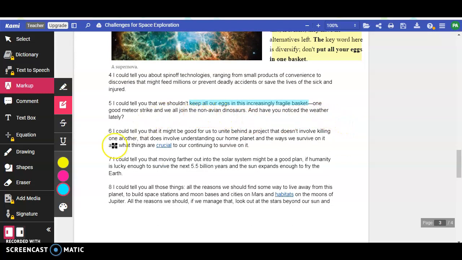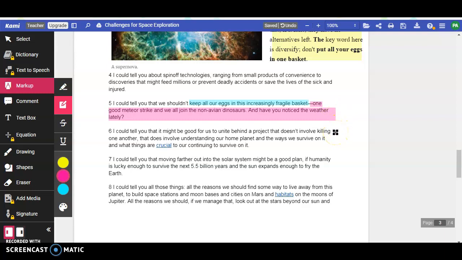And this is the phrase also where she talks about the non-avian dinosaurs. And notice how it comes off a teeny bit sarcastic. She's being a little humorous here in a kind of twisted way, you might say.